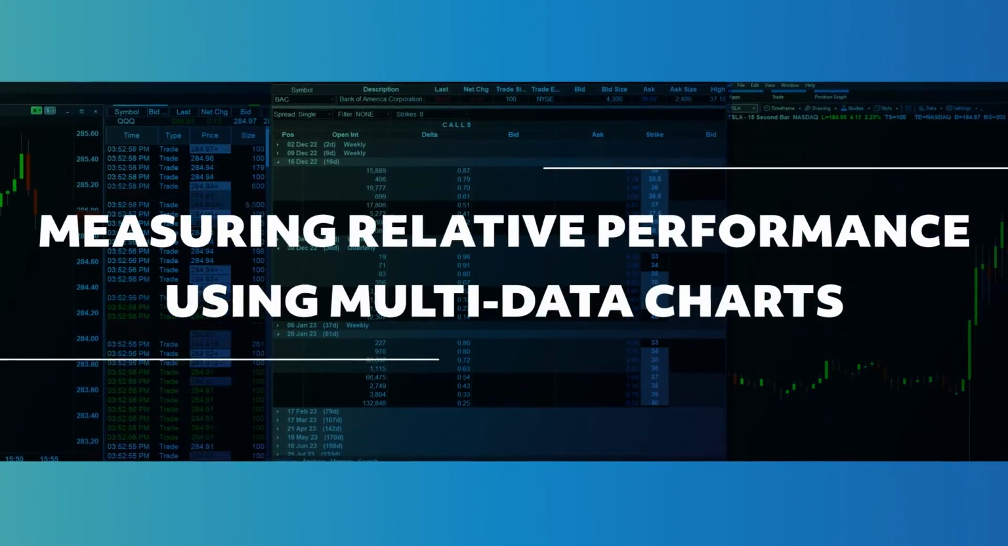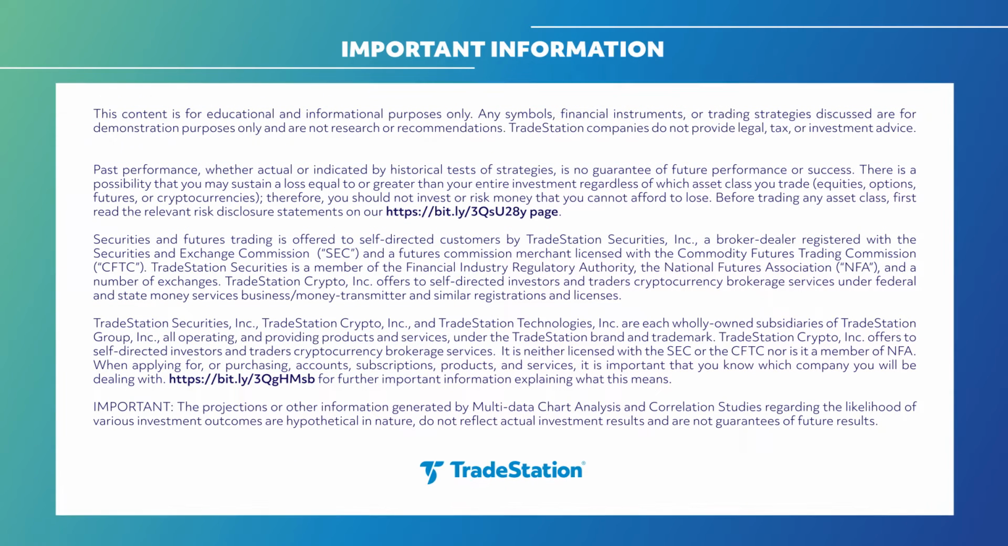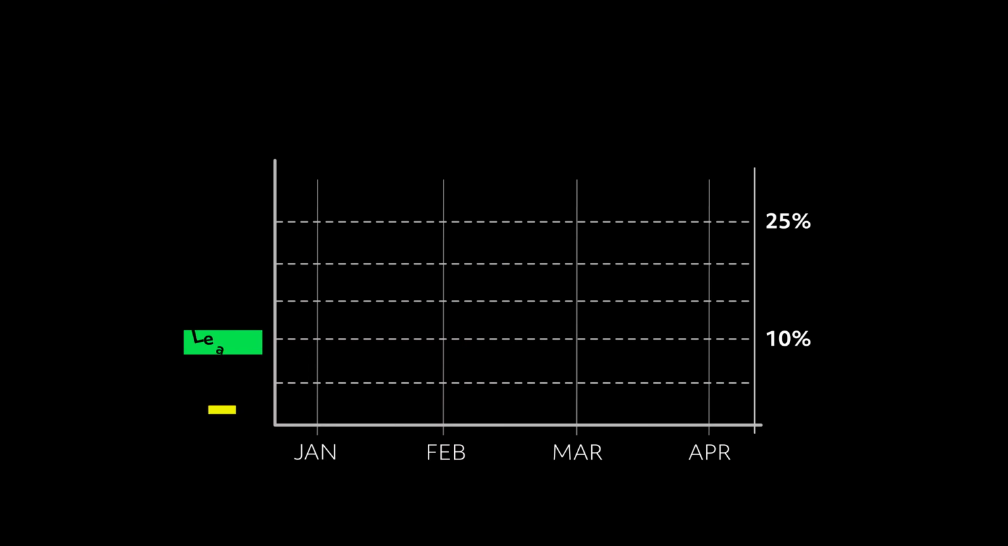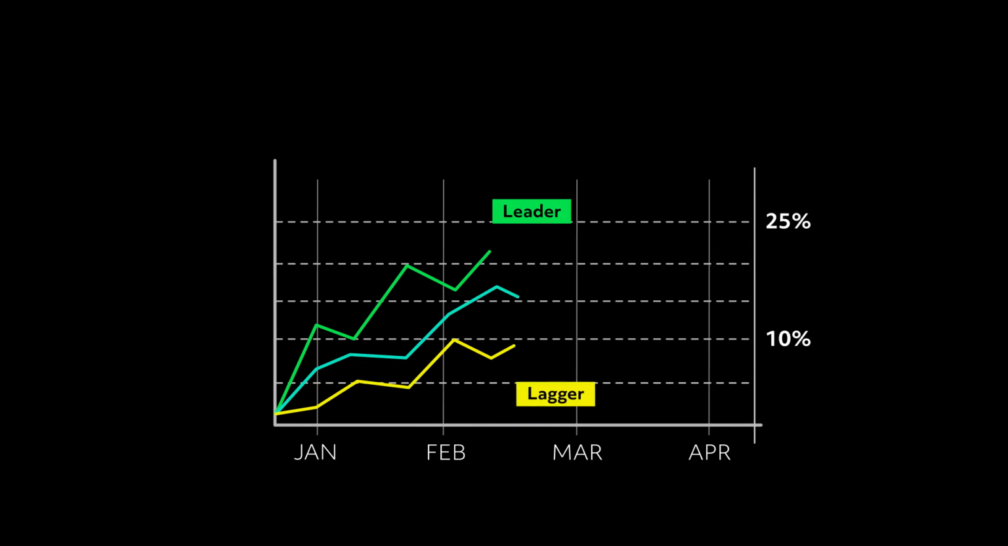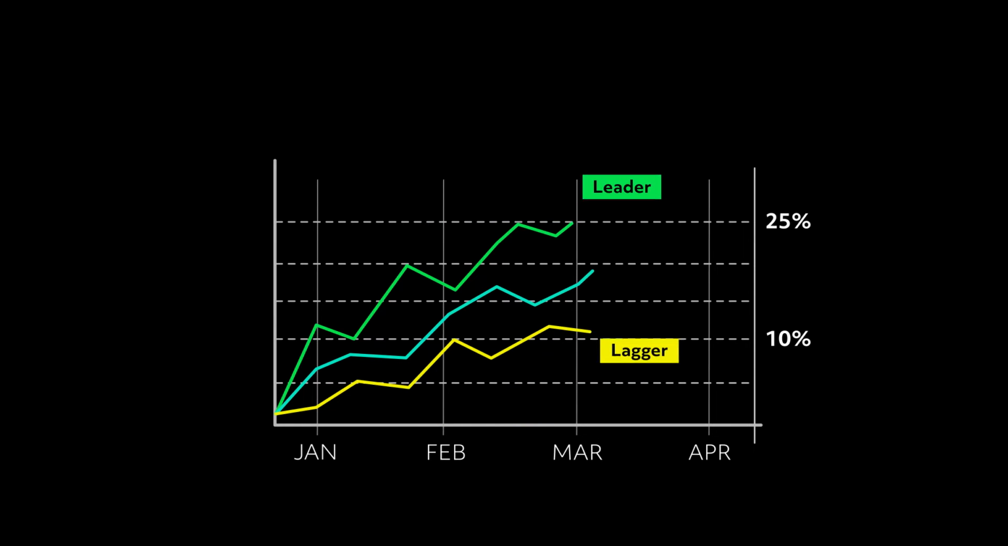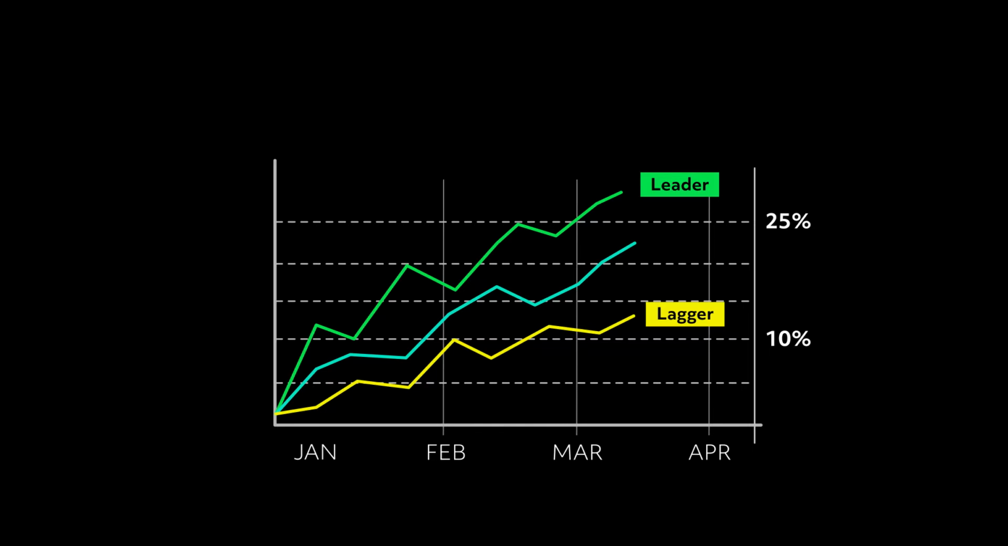Measuring relative performance using multi-data charts. There are market leaders and laggards. It can be important to know which is which. One of the ways to make this distinction is by placing multiple securities on the same price chart. This is known as a multi-data chart.